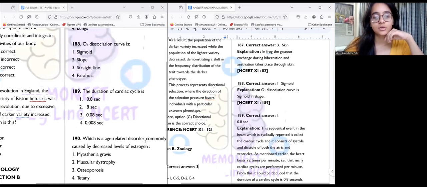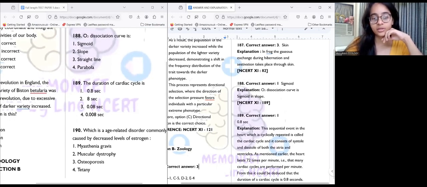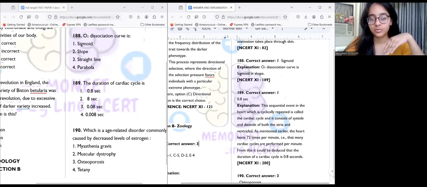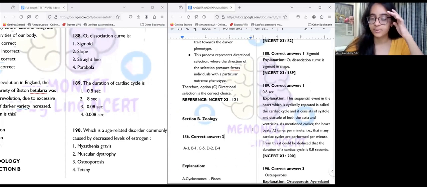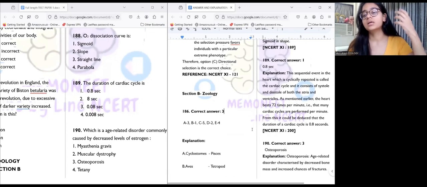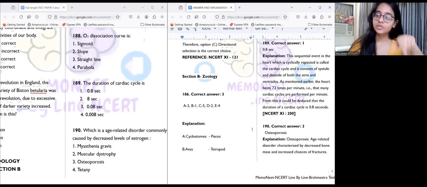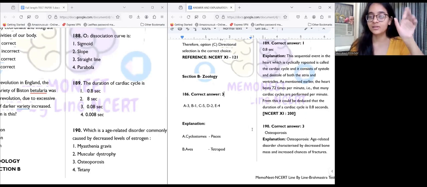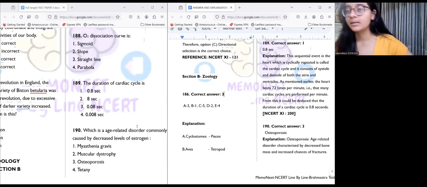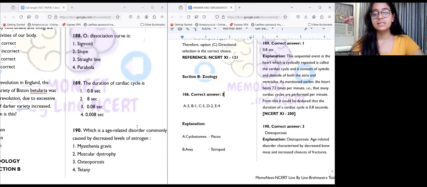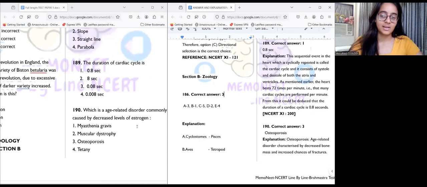What is an age-related disorder commonly caused by a decreased level of estrogen? Estrogen is reduced, so what will occur in females? Osteoporosis is the age-related disorder caused by a decrease in estrogen, which causes a decrease in bone mass and increased chances of fracture. So females after a certain age, when estrogen levels are decreased, are advised to have calcium tablets.